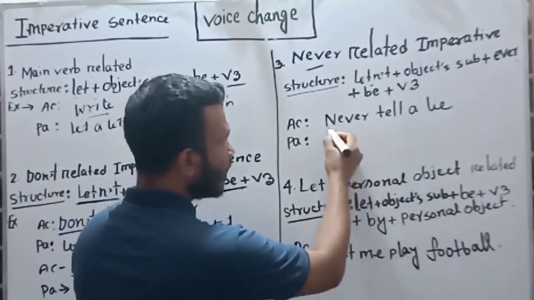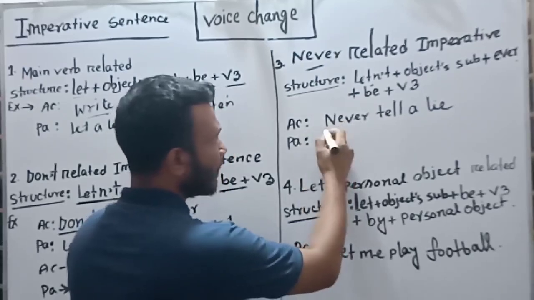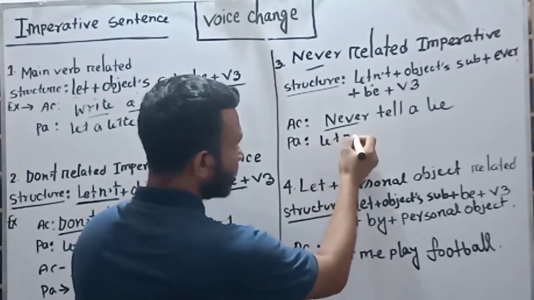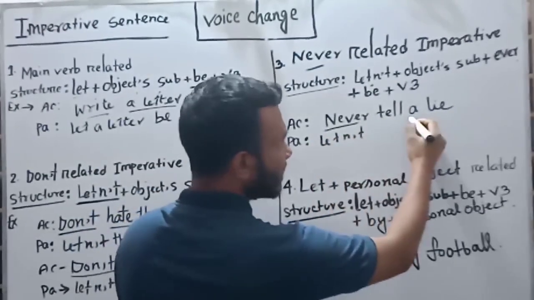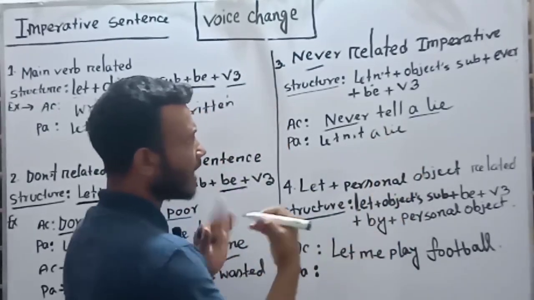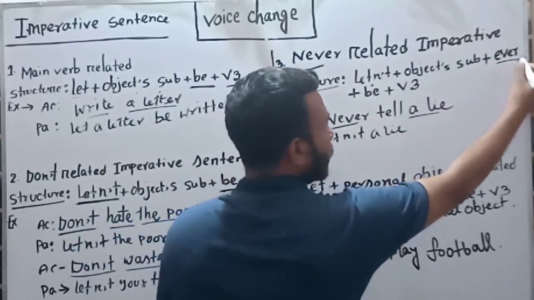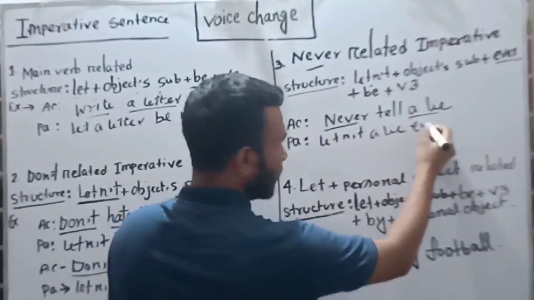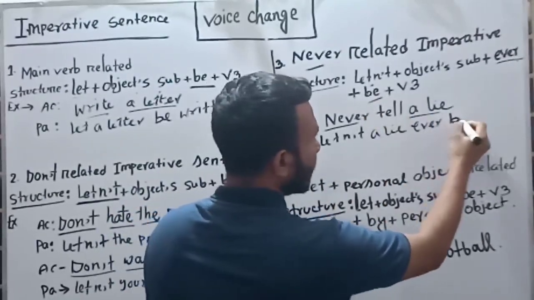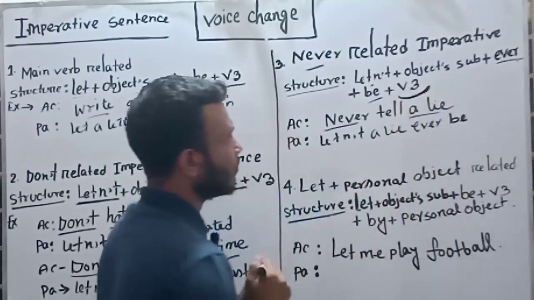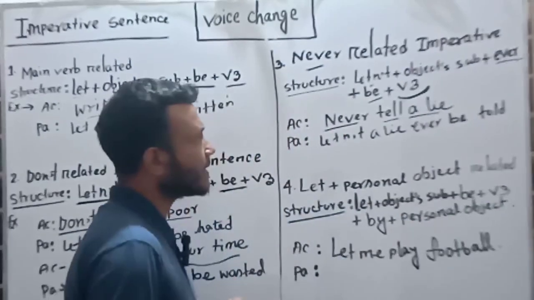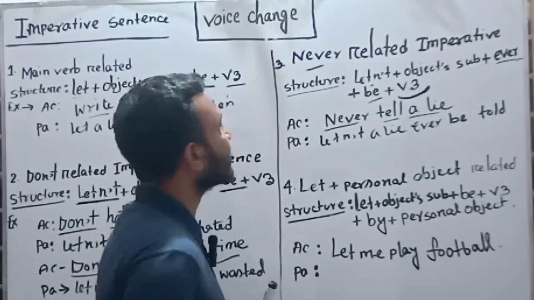Never tell a lie. So you have got an imperative sentence started with never. According to the rule, you will start your passive sentence by writing let not, and make the object into subject. A lie will be here and use a verb for never. Look at the rule. Here is a verb. Let not a lie ever. Then use be. At the end of the sentence, verb will be past participle form. So tell will be told. So you have got your passive sentence: Let not a lie ever be told. Get another example.